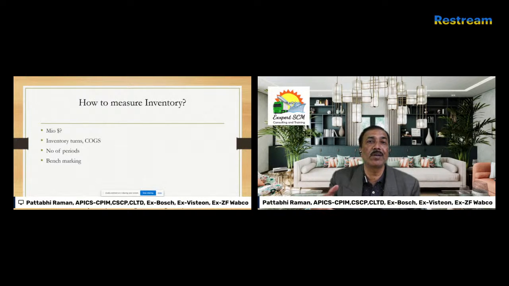Otherwise, you can go by your kind of domain. For example, if you are in the auto domain, you can always compare to the global benchmark. For example, in automobile, we always compare with Toyota. Toyota has inventory turns of 40 and more, and that is a very good inventory turns. And if we are at 10 or 12, then we have to see how we can improve to that global benchmark.